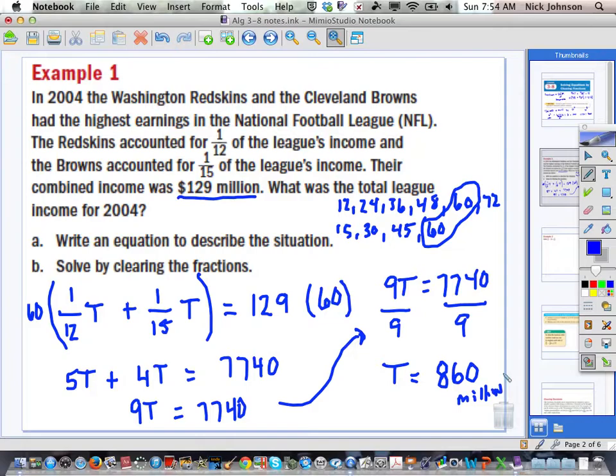Now, could you go back and check some of those things? Yes, you could put 860 in here. So 860 divided by 12 is 71.66 repeating, and 860 divided by 15 gives you 57.3 repeating. So 71 plus 57 or 58 is 129. So this all works out when you put it back into your equation.